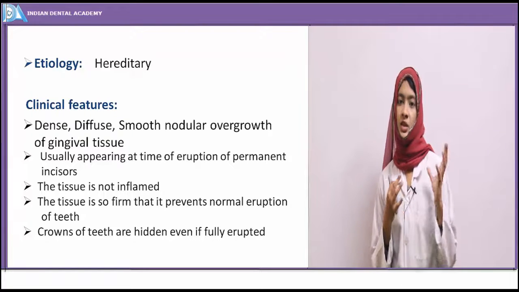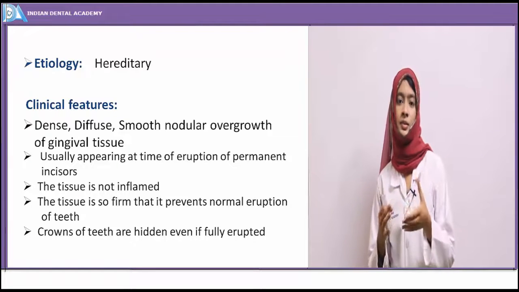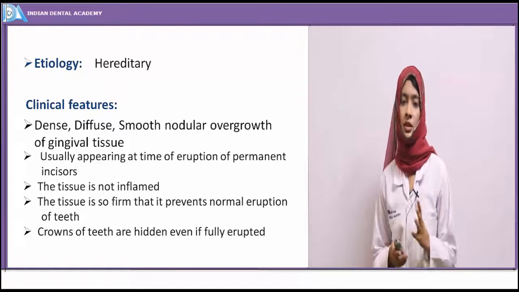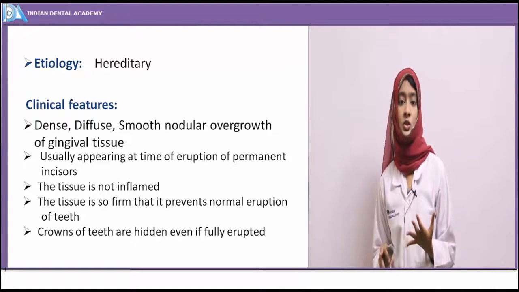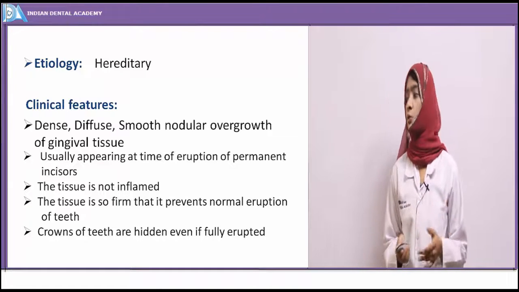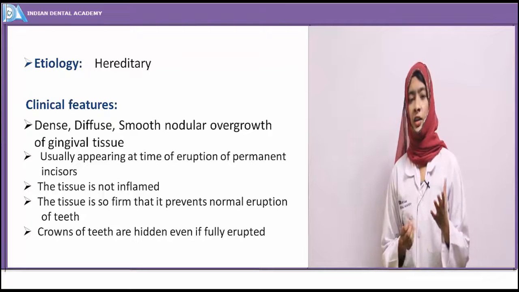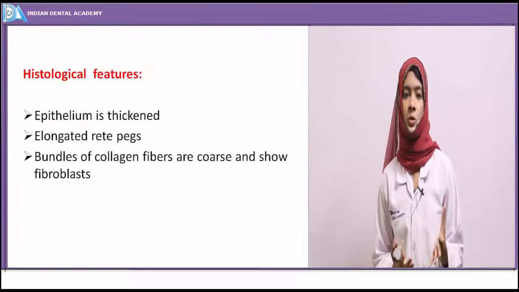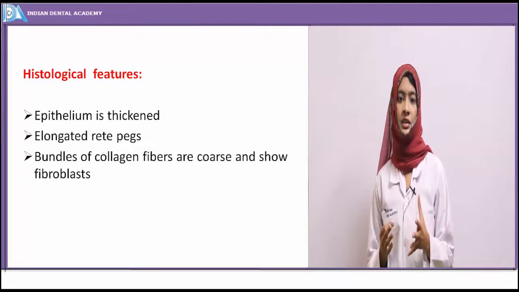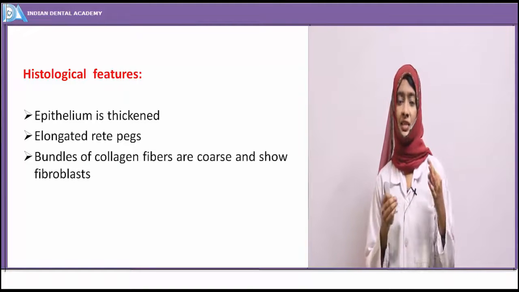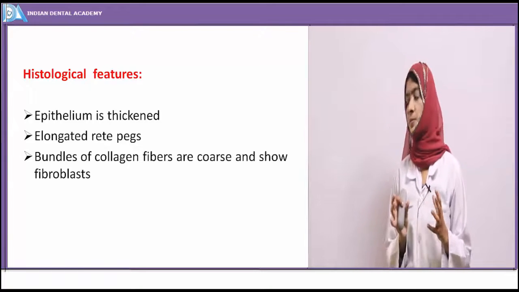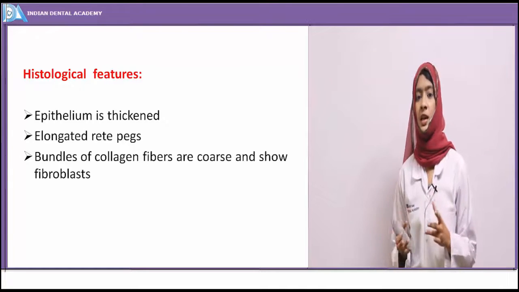The tissue is enlarged to such an extent that the crowns of the teeth will be hidden. You won't be able to see even the crowns. So the deciduous teeth fail to shed, and the permanent teeth fail to erupt. So there are problems of delayed eruption also. When you see the histologic picture, microscopically, the epithelium is thickened, it lacks rete pegs, and it has dense fibrous connective tissue. Bundles of collagen fibers are seen interspersed with bundles of fibroblasts.